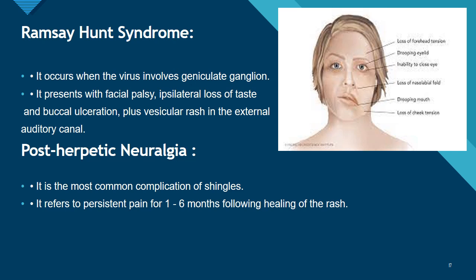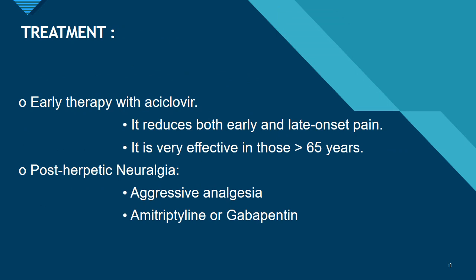It is the most common complication of shingles. What happens in it is that after the healing of rash, the pain persists for approximately 1 to 6 months. Treatment involves analgesia as well as therapy with acyclovir or antiviral agents. It reduces both early and late onset pain, and it is very effective in individuals who are more than 65 years of age. And for post-herpetic neuralgia, gabapentin or amitriptyline can be added to minimize the pain severity.